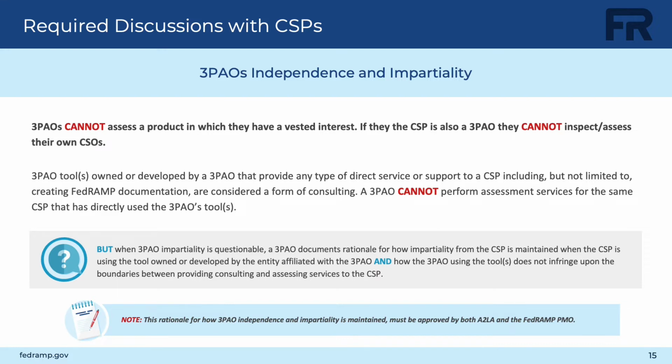In scenarios where a tool being used for assessment services is owned or developed by a company with an affiliation to a 3PAO or its management team, employees, or subcontractors, the 3PAO must document the rationale for how it maintains its impartiality from the CSP. When the CSP is using the tool owned or developed by that entity affiliated with a 3PAO, it must document how it does not infringe upon the boundaries between providing consulting and assessing services to the CSP. This rationale must be approved by both A2LA and the FedRAMP PMO.